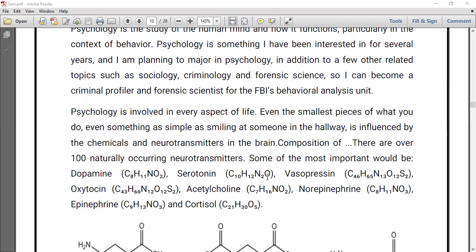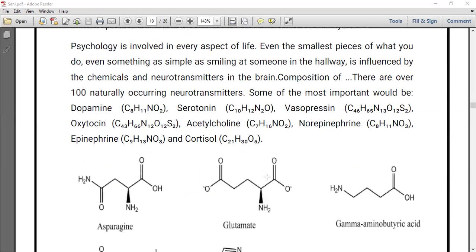I am discussing, number one, dopamine. Its chemical formula is C8H11NO2. Serotonin, C10H12N2O. Vasopressin, C46H65N13O12S2. Oxytocin, the most important in our brain, C43H66N12O12S2. And acetylcholine, C7H16NO2. Norepinephrine, C8H11NO3. And epinephrine, C9H13NO3, and cortisol, C21H32O5.